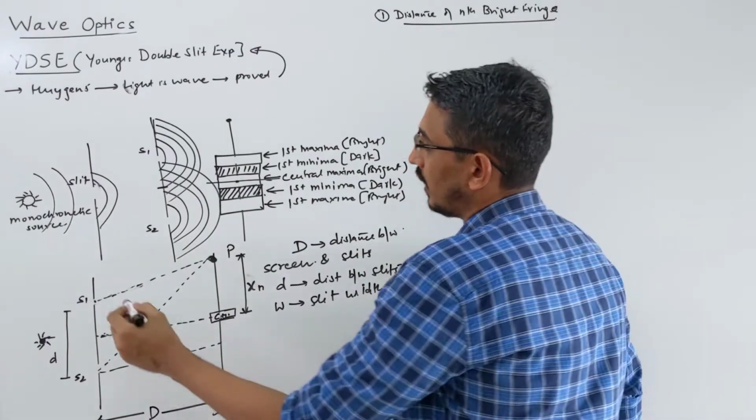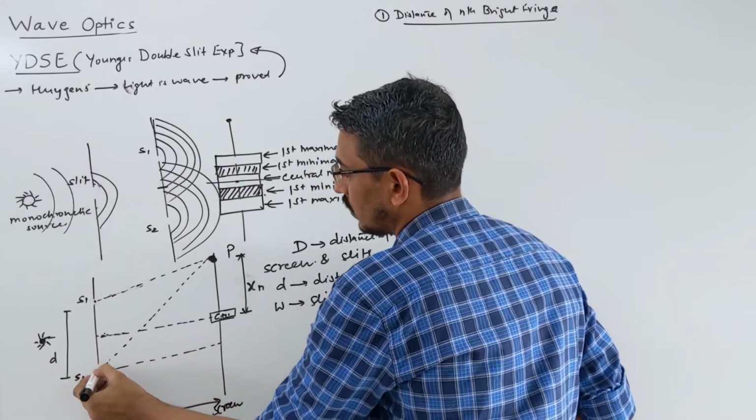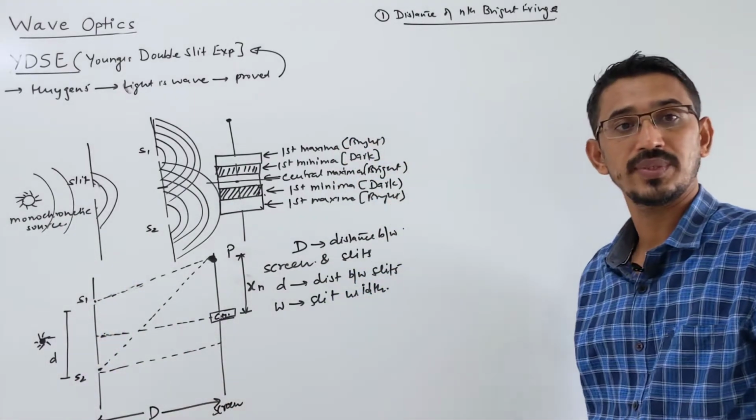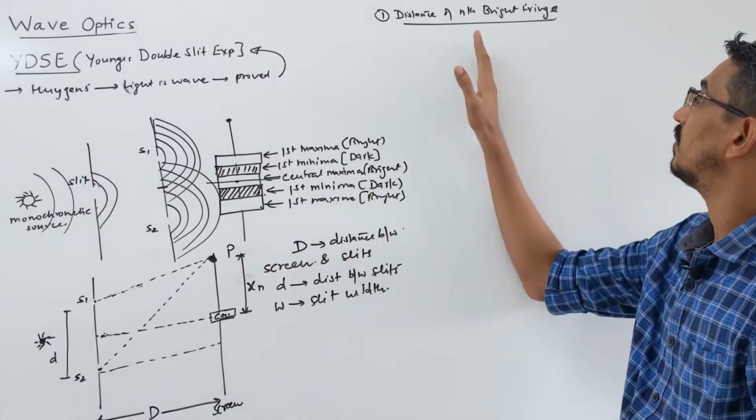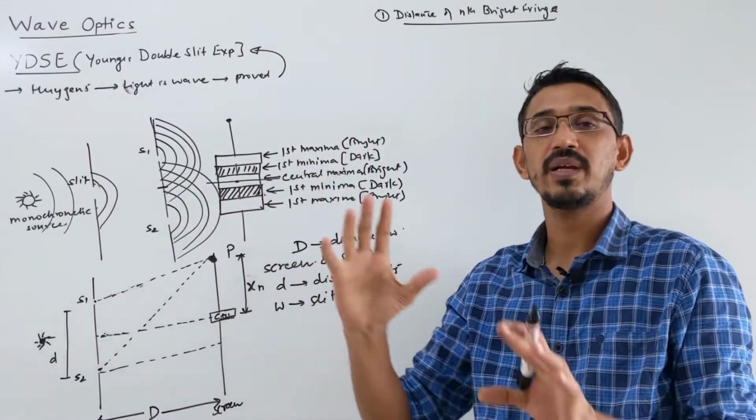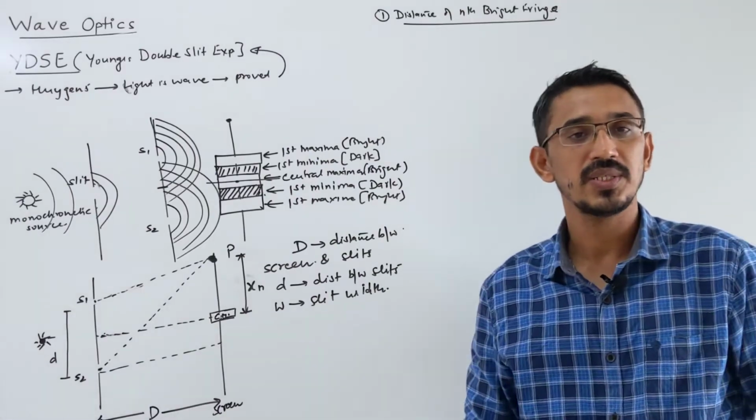So this one line is S1 to P, and the other is S2 to P. So there is a path difference between these two waves. If we can calculate the path difference, we can calculate the conditions of bright and dark, because bright means maxima or constructive interference, and dark means minima or destructive interference.